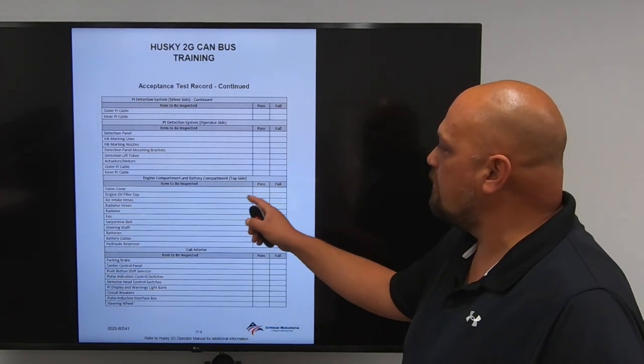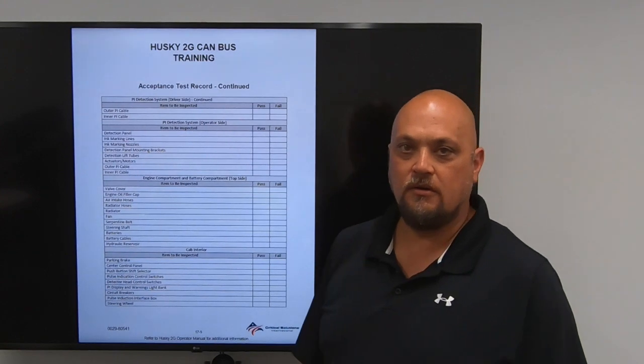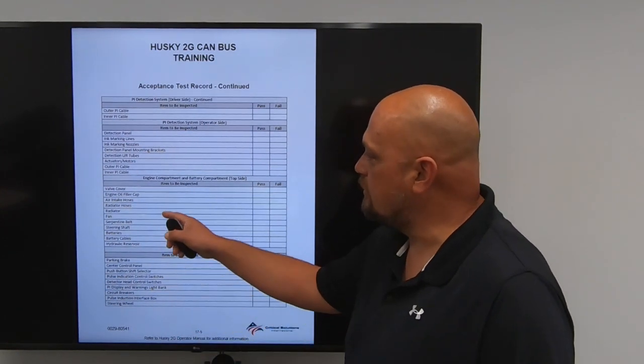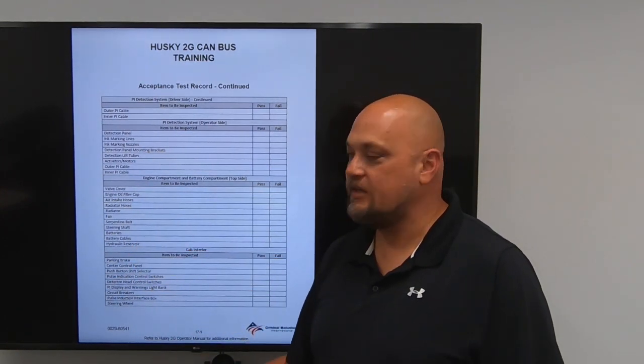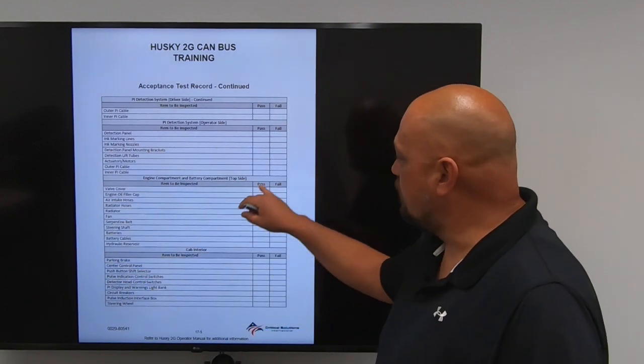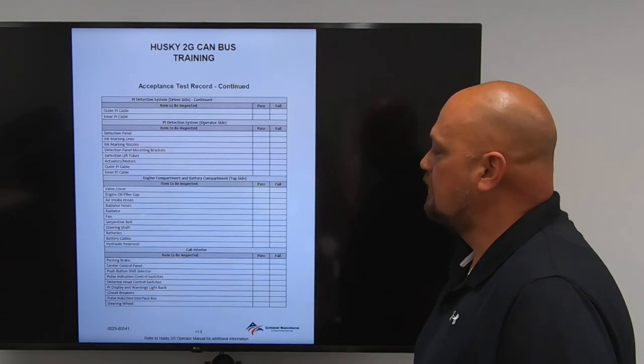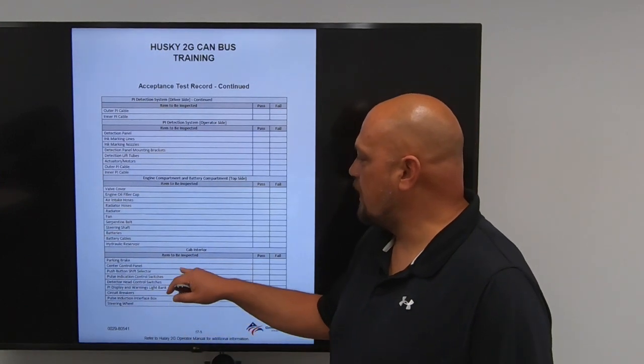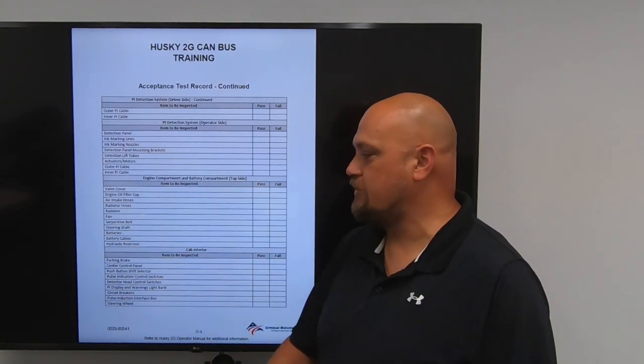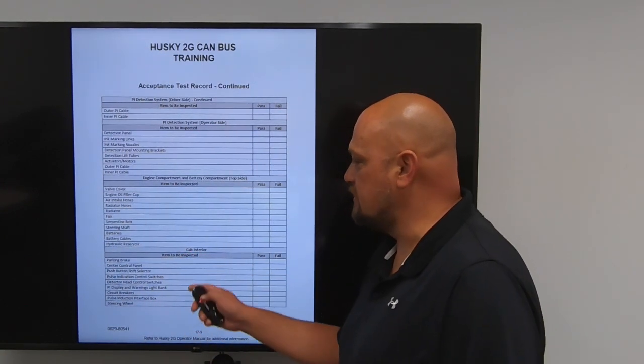Engine compartment, battery compartment, that is on top of the vehicle. You'll want to make sure that your valve covers, steering shafts, everything that's on these itemized lists either passes or fails. From there, you'll move to the cab interior. You're going to get inside the vehicle and inspect these items that are on this list.